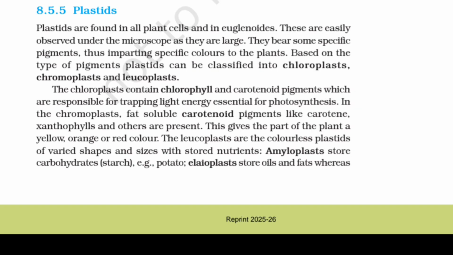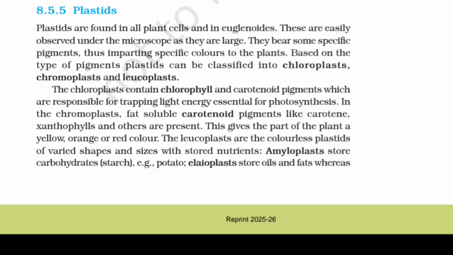Plastids. Plastids are found in all plant cells and in euglenoids. These are easily observed under the microscope. As they are large, they bear some specific pigments, thus imparting specific colors to the plants. Based on the type of pigments, plastids can be classified into chloroplast, chromoplast, and leucoplast.